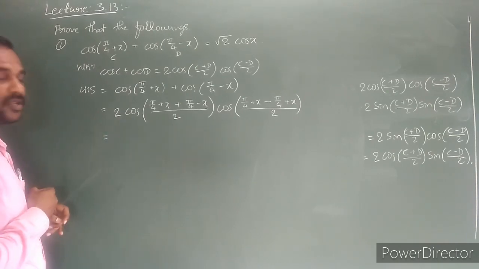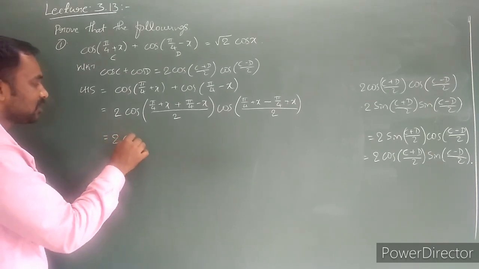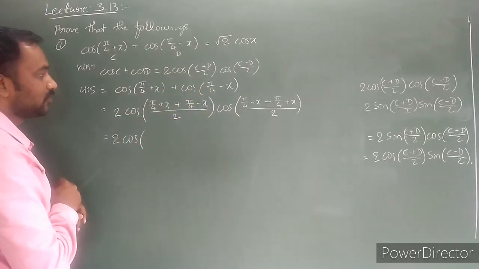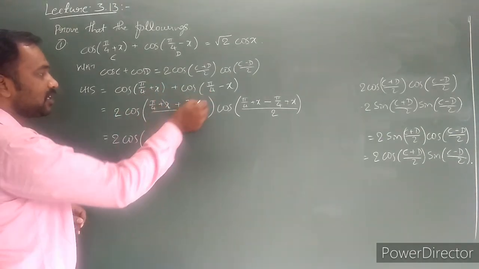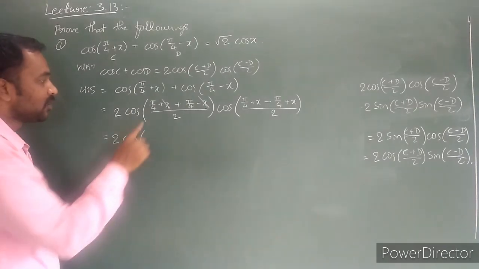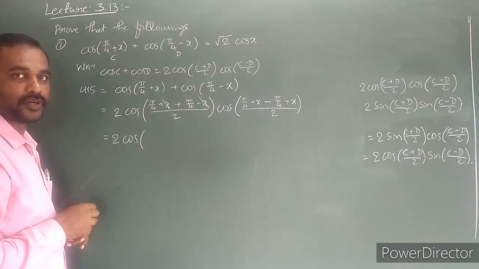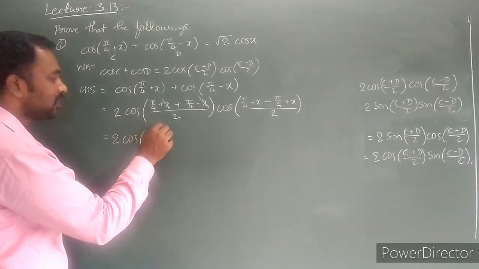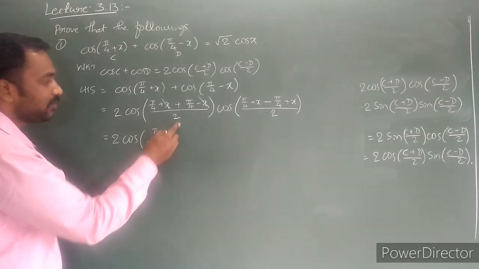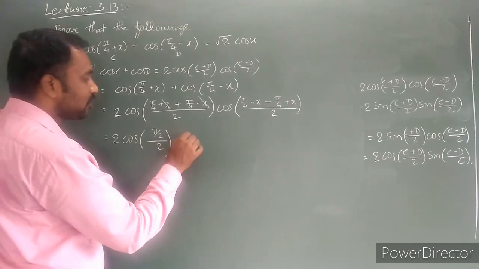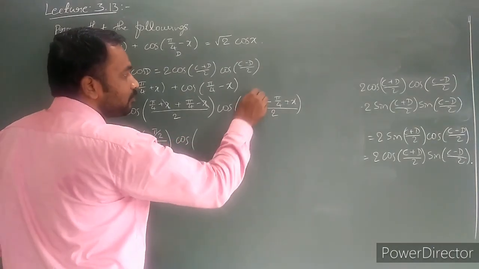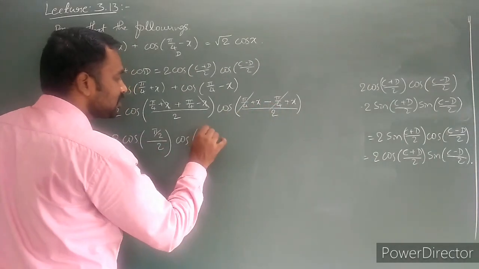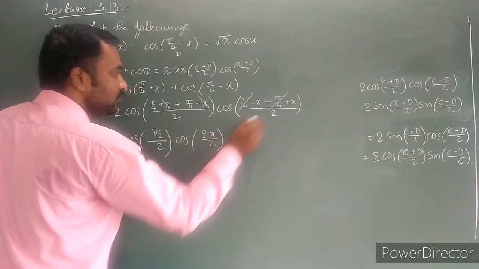Next, simplify. 2 as it is, cos as it is. This angle you can simplify inside: plus x and minus x get cancelled. Pi by 4 plus pi by 4, that is 45 plus 45, 90, so the numerator is pi by 2, the whole thing divided by 2 as it is, into cos of the right hand side: pi by 4 minus pi by 4 get cancelled, x plus x is 2x, divided by 2 as it is.